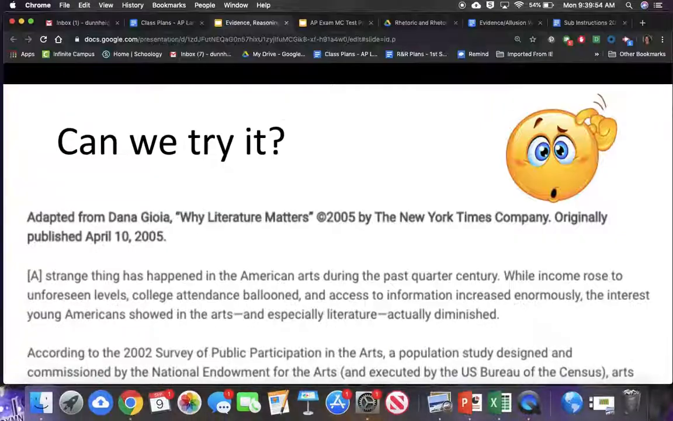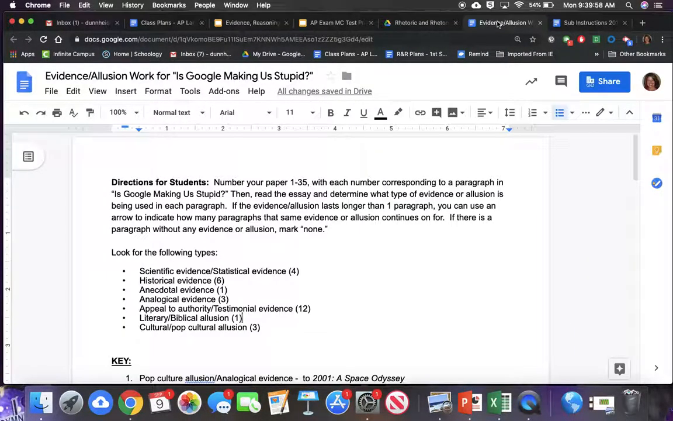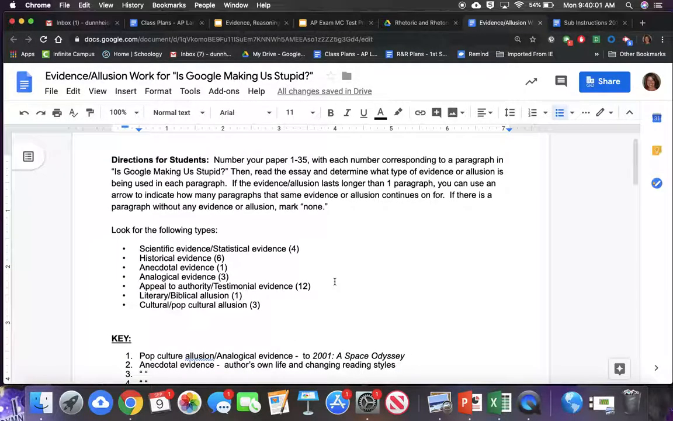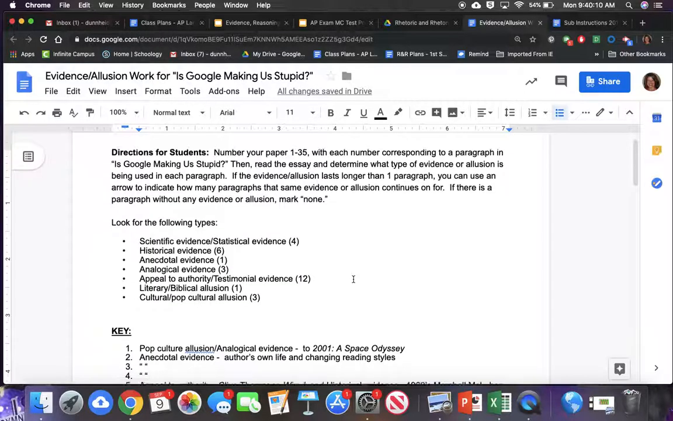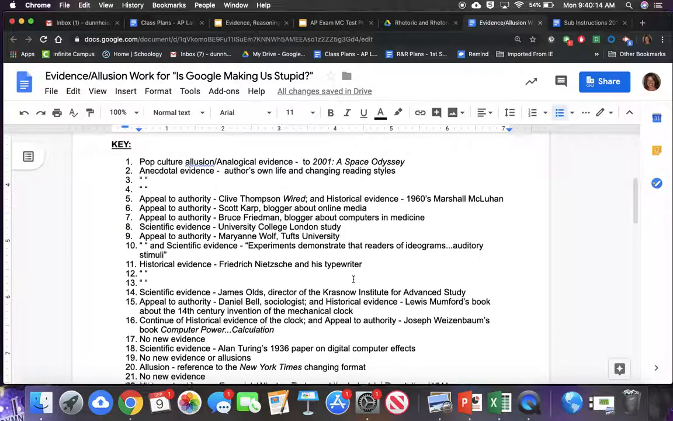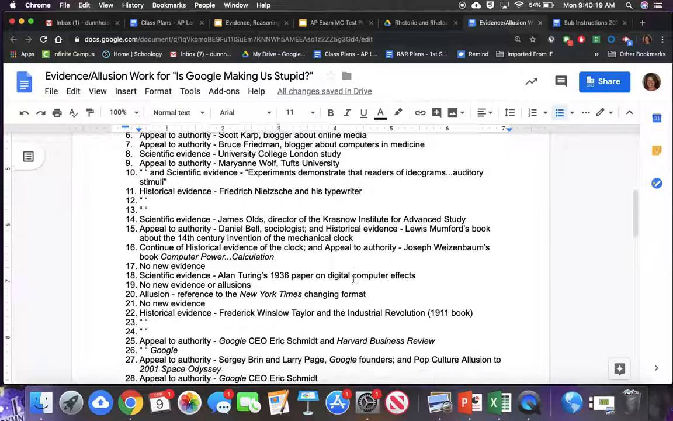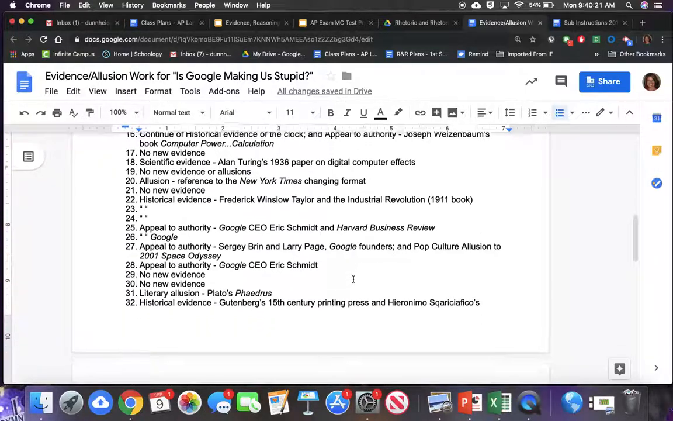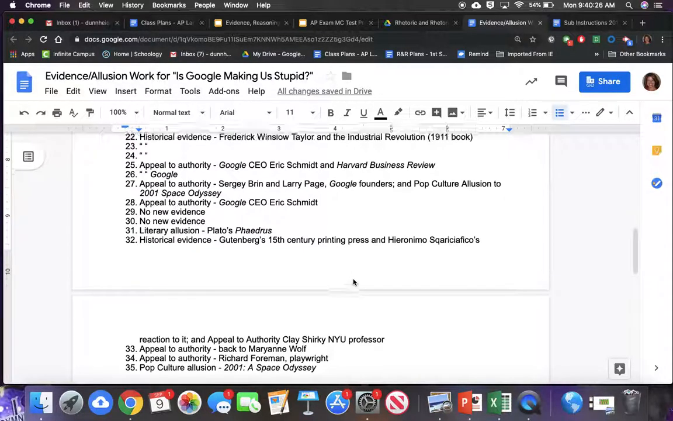The other thing that we're going to be talking about today is the evidence that we got from the article, Is Google Making Us Stupid. So this is the thing that you did yesterday in class, numbering your paper 1 to 35. So I went through, and this is like the key, which we'll talk about in class. So you'll see that I've listed right here all the different types of evidence and allusions from that essay.